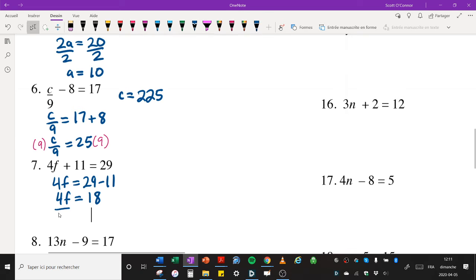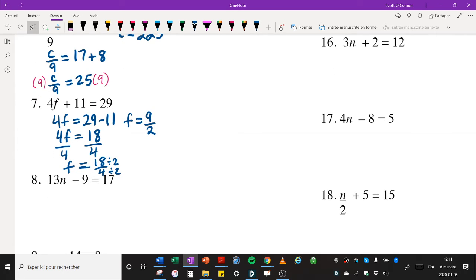I divide both sides by 4, and I end up with a fraction, in which case I'm just going to reduce it to lowest terms. f is therefore equal to 9 over 2. I divided this top by 2, this bottom by 2, and I can leave it as a fraction.